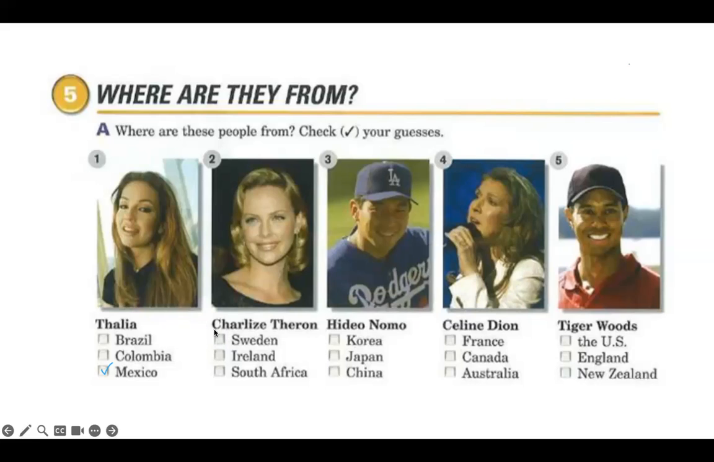Okay, so here we have Charlize Theron. What do you think? Sweden, Ireland, or South Africa? South Africa, right? When we practice the pronunciation, we are going to practice the pronunciation. Now we are trying to guess the correct option, right?